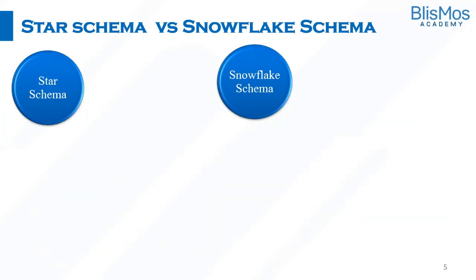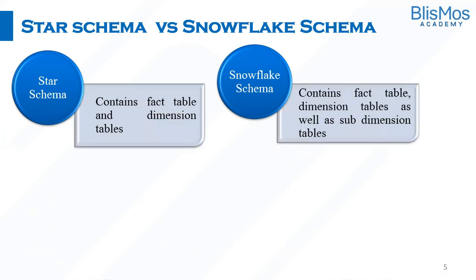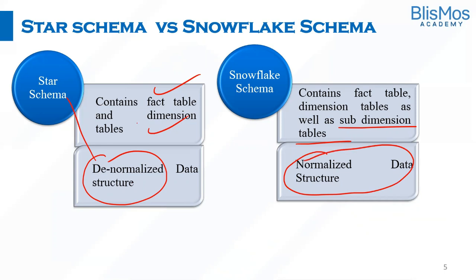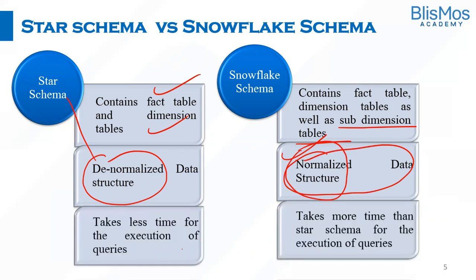Let us understand the differences between the star schema and snowflake schema. In case of star schema, we'll have a fact table and dimension tables. In case of snowflake schema, there may be sub-dimension tables along with the dimension tables. As we already know, data is denormalized in star schema. But in case of snowflake schema, the data is normalized. Because the data is denormalized, the data is available in the same table or in fewer tables.